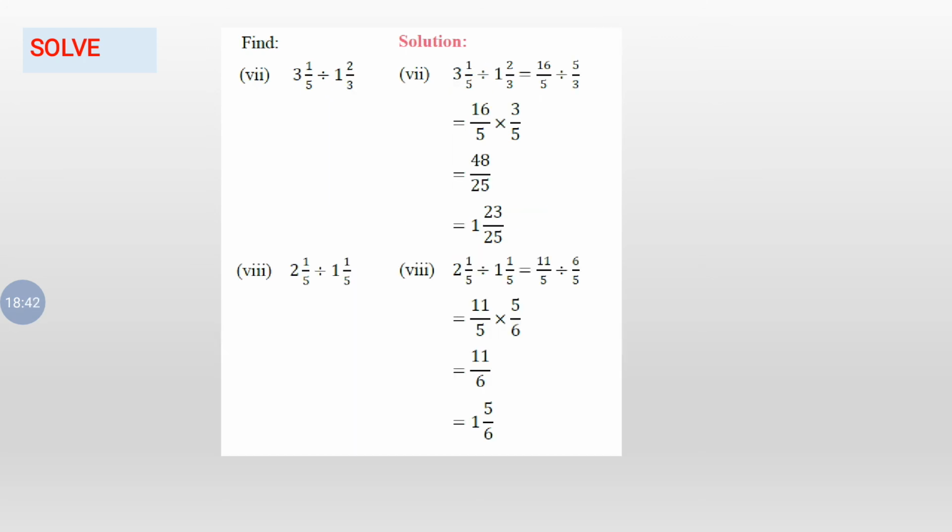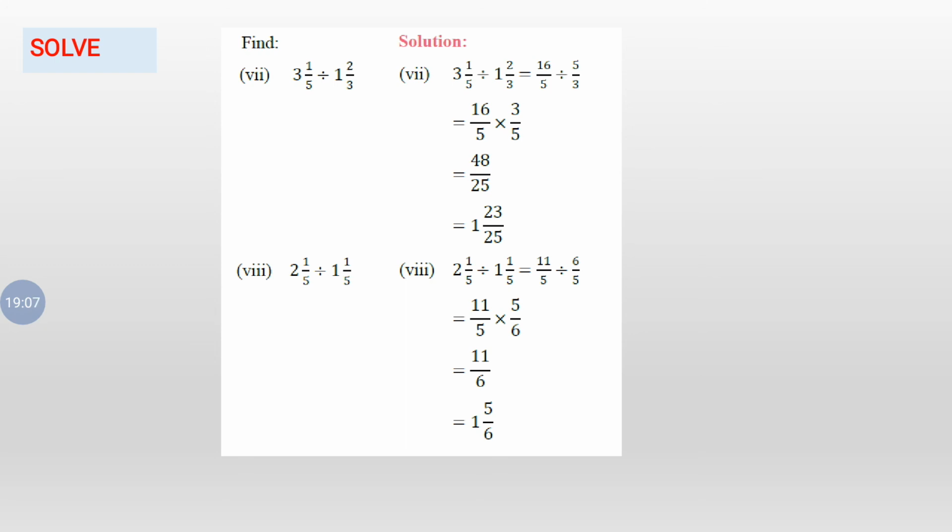So another one, 3 1 by 5 divided by 1 2 by 3. The mixed fractions are converted to improper fractions. The first fraction: 3 5s are 15, 15 plus 1, 16 by 5. Divided by 1 3 is 3, 3 plus 2, 5 by 3. So the first fraction is 16 by 5, the second fraction is 5 by 3.